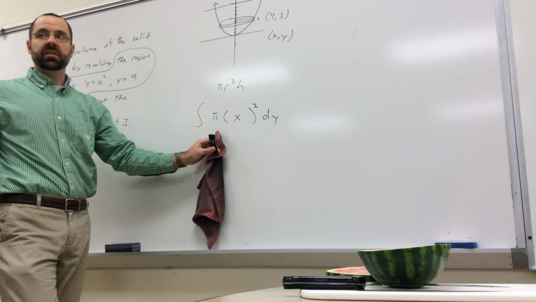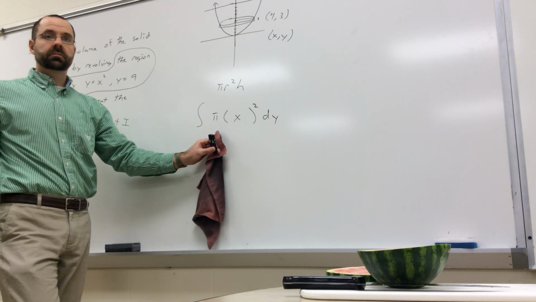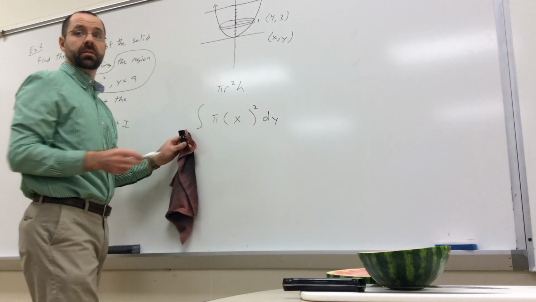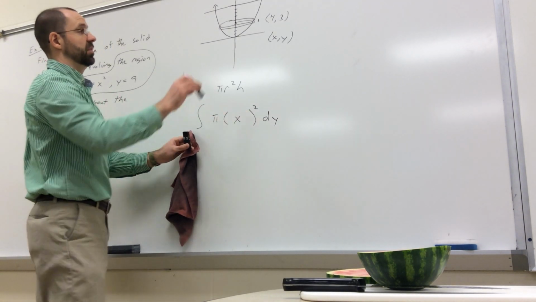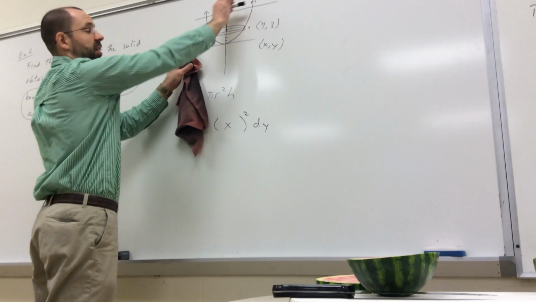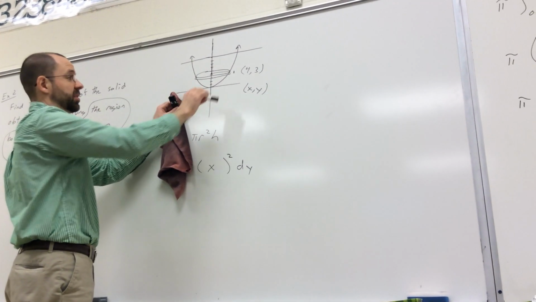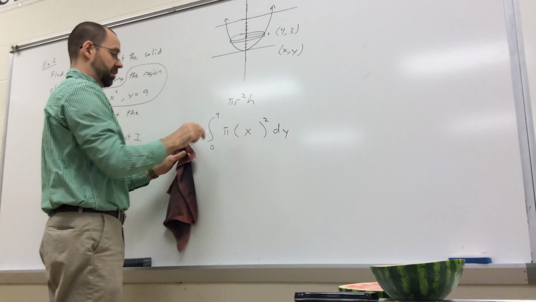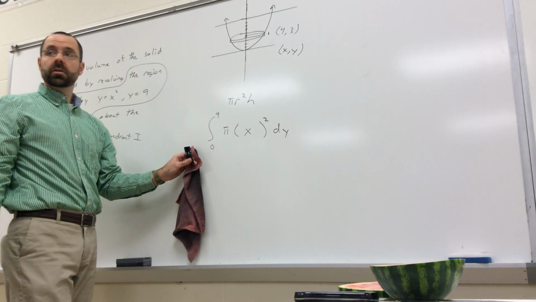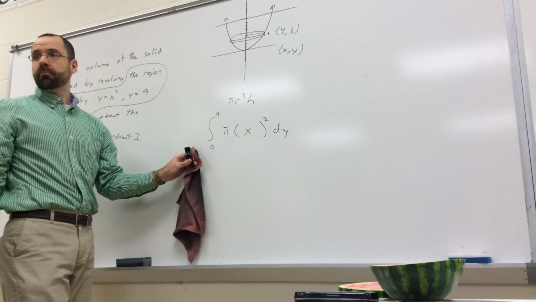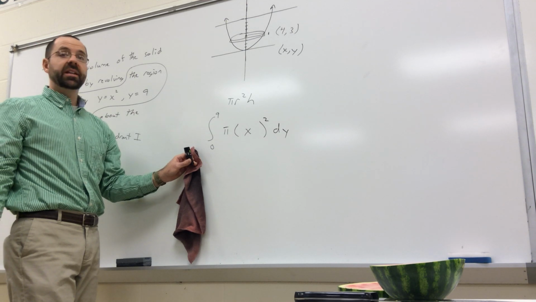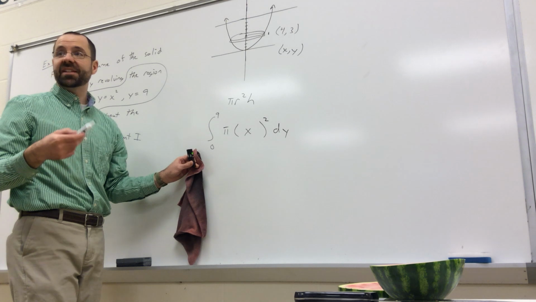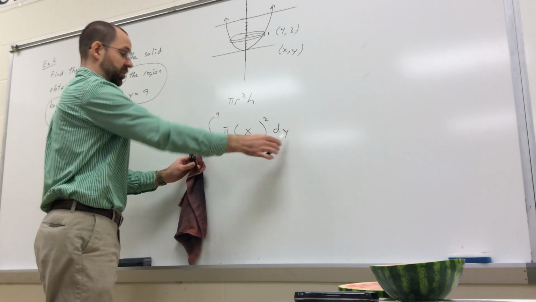Is everybody okay with the radius? Okay, then my bounds need to be y's. So that means the bottom of my shaded region to the top of my shaded region. That's pretty much given to us. That's 0 to 9. Then we need to translate this x into an equation that has a y in it, because everything is y's.